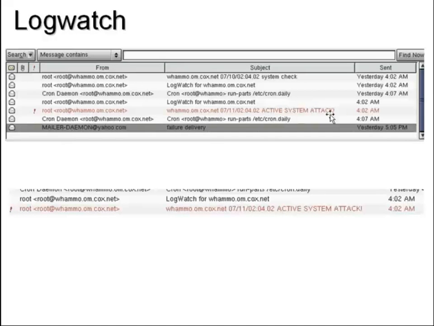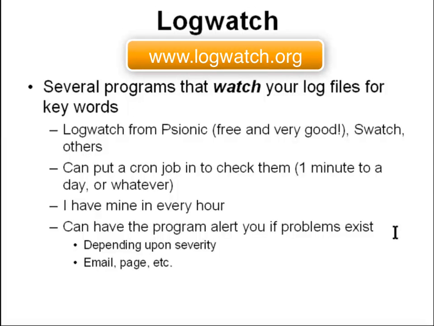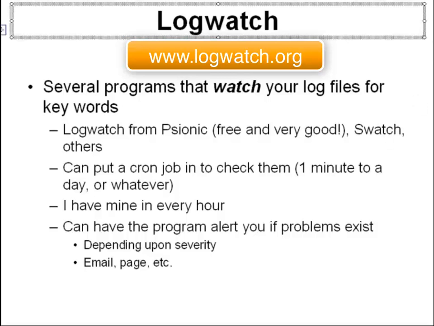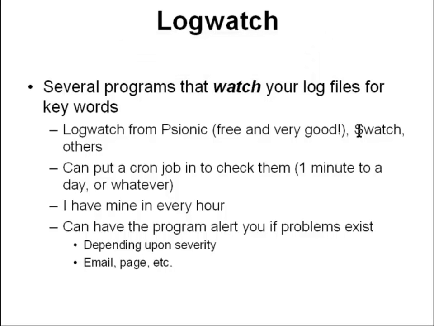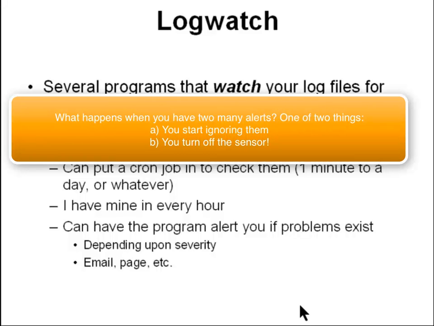Here we see that there's an active system attack, and it tells you when this was created. LogWatch is from Psionic, which is no longer in existence. It was bought by Cisco, but you can still download it and install it. There's also one called Swatch, which is like the grandfather of all LogWatch programs. I've run it a couple of times, but I had a little difficulty getting it installed, because there are also some Perl scripts that you have to download and install in order for Swatch to work. You can put a cron job in to check your logs every minute, every day, whatever. I had mine at one time running every hour, and you can't imagine all the emails you get from LogWatch. That would be 24, and that's a lot of information to try to process.